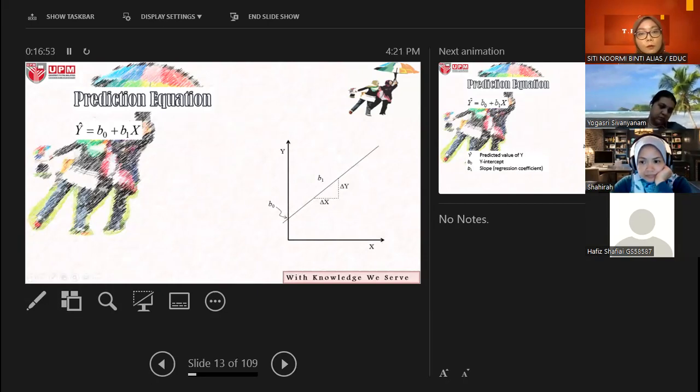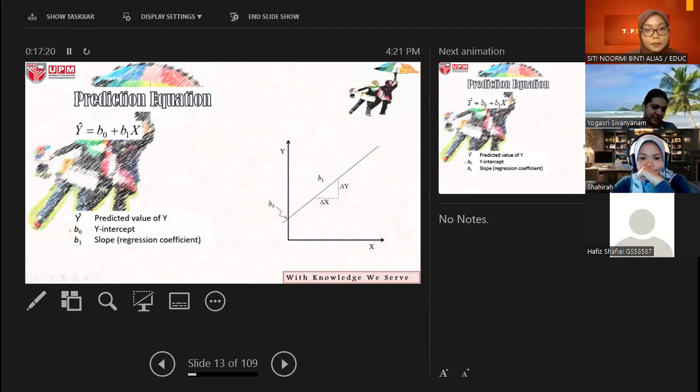If we may recall, during secondary school we learned about the Pythagoras theorem: the square root of 3 squared plus 2 squared equals 5. That is the slope, the Pythagoras theorem. So, the predicted values of y, the y-intercept, and the slope.